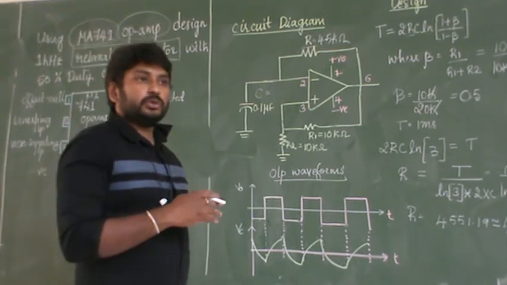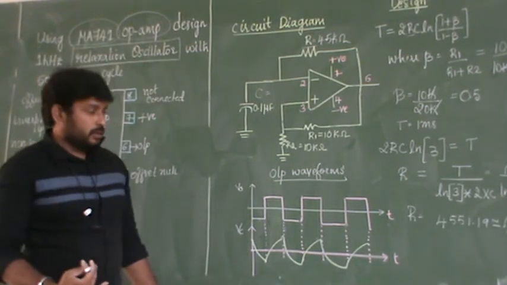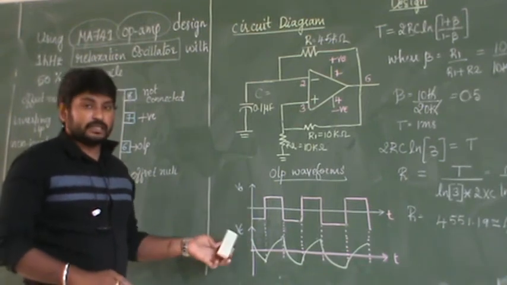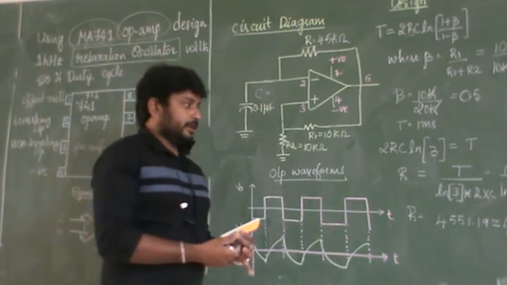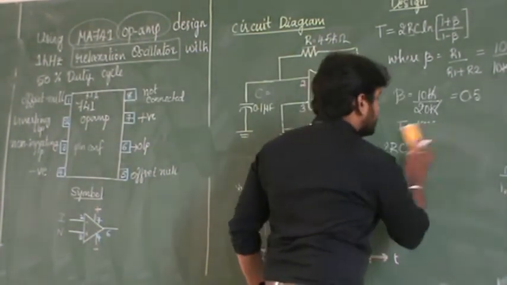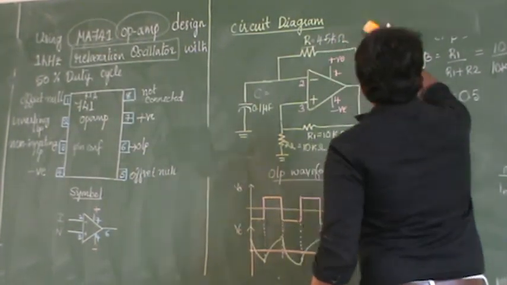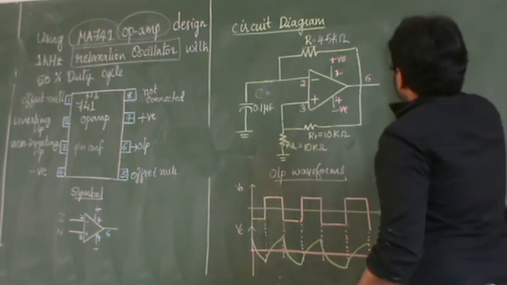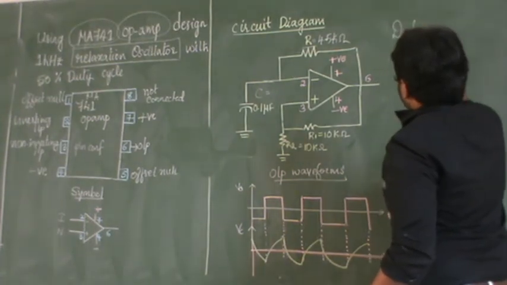So therefore, in order to represent the waveform very neatly, and to have the synchronization between this and this, I have written the dotted lines. Let me explain what is meant by a duty cycle. So this is the design part. I hope you have understood what is meant by the design part. So now, what is meant by a duty cycle?